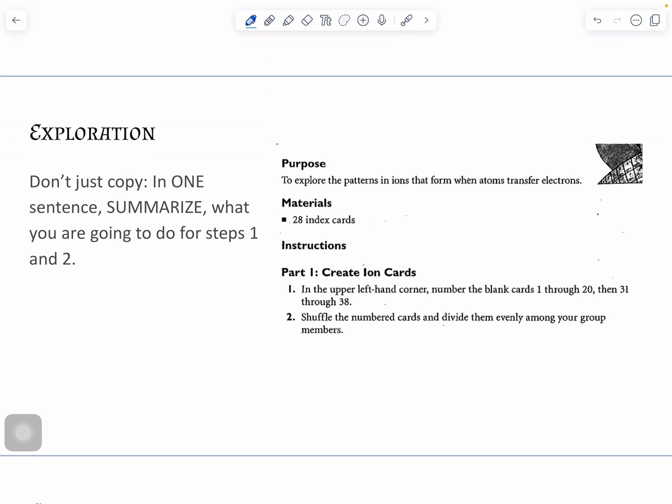Now, I don't want you to just copy, but we're going to look at the instructions, and I want you to summarize what you're going to do for steps 1 and 2. The instructions are, in the upper left-hand corner, number the blank cards 1 through 20, then 31 through 38. Then you're going to shuffle the numbered cards and divide them evenly among your group members. Each group is going to get 28 index cards. What are you going to do?